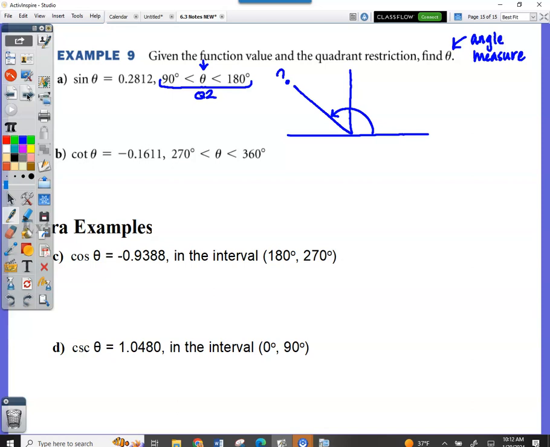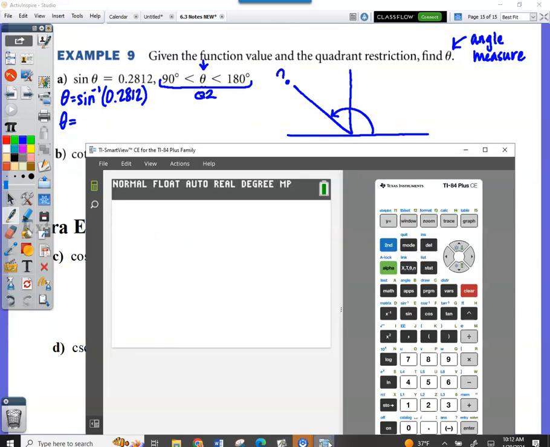So inverse sine of 0.2812 equals what? Got 16.3 degrees. I don't know why I went to the nearest 4 decimal places, but we can go to the nearest 10th because it's an angle. Angles usually are to the nearest 10th. Sides, or trig ratios, are usually to the nearest 4th decimal place. So theta is 16.3.